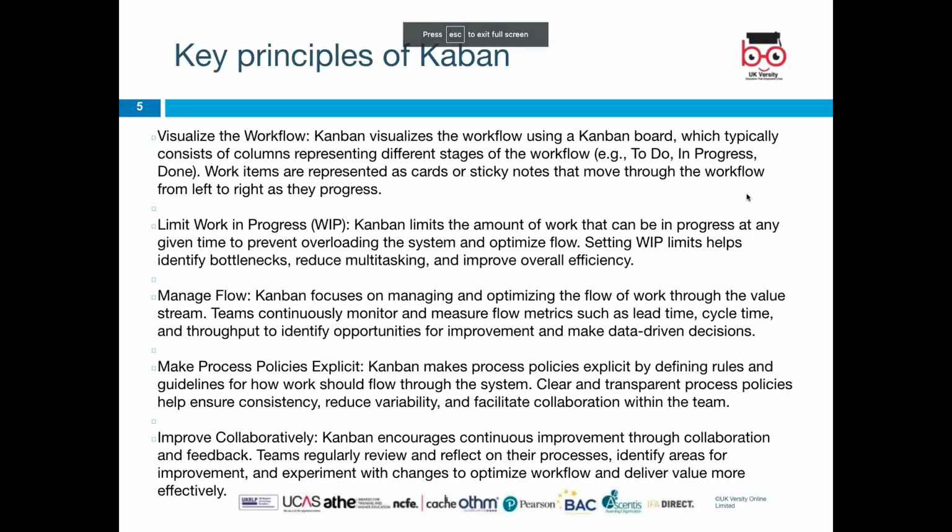Manage flow. Kanban focuses on managing and optimizing the flow of work through the value stream. Teams continuously monitor and measure flow metrics such as lead time, cycle time, and throughput to identify opportunities for improvement and make data-driven decisions. Make process policies explicit. Kanban makes process policies explicit by defining rules and guidelines for how work should flow through the system. Clear and transparent policies help ensure consistency, reduce variability, and facilitate collaboration within the team.